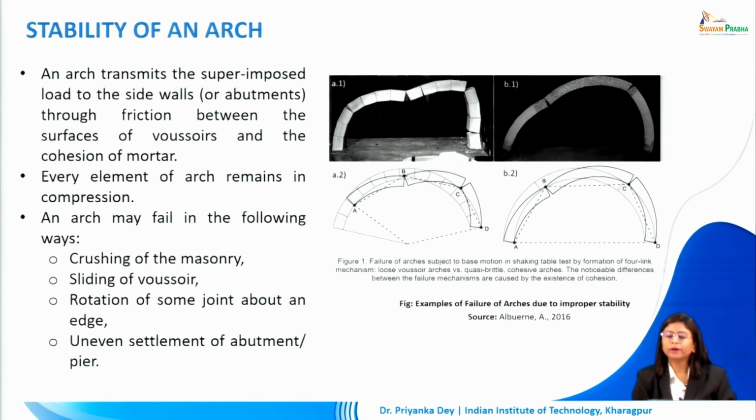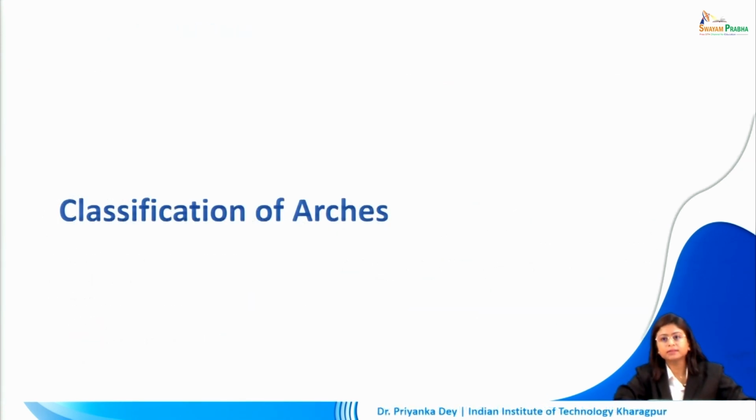Rotation of some joint about an edge can happen, or there might be an uneven settlement of the abutment or pier. So, if one of the abutments on the sides or both settle down, it might lead to lack of stability in my arch. Now, let's start classifying arches.